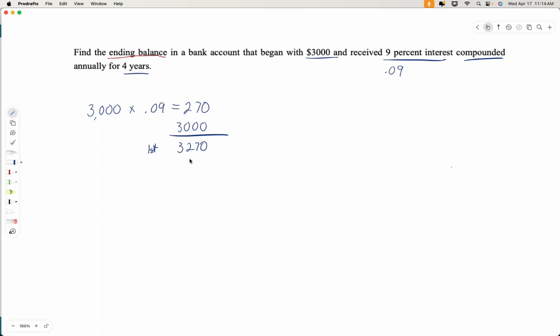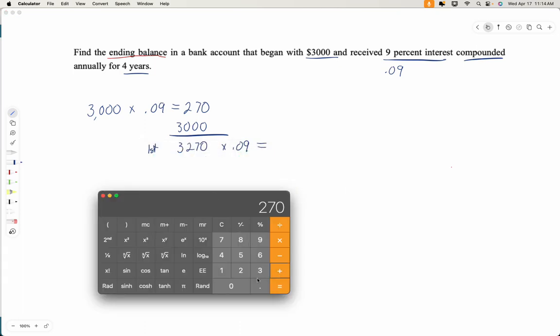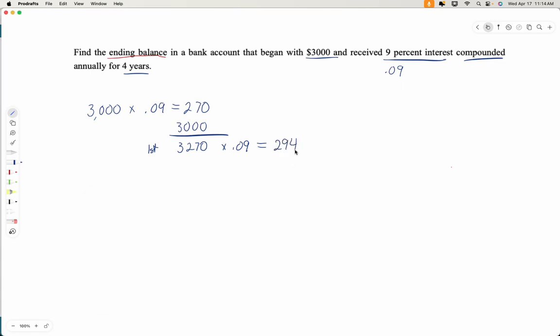Now we're going to multiply that times 0.09 to find the balance. So add our 3,000 to that. We're going to multiply that by 0.09 to find our interest for the second year, and then we'll find our balance. So times 0.09, $294.30. Let's add our original balance back. 3,270. So this is our balance at the end of the second year, once we've added our interest for the second year. So we're going to do that again. We're going to multiply that times 0.09.